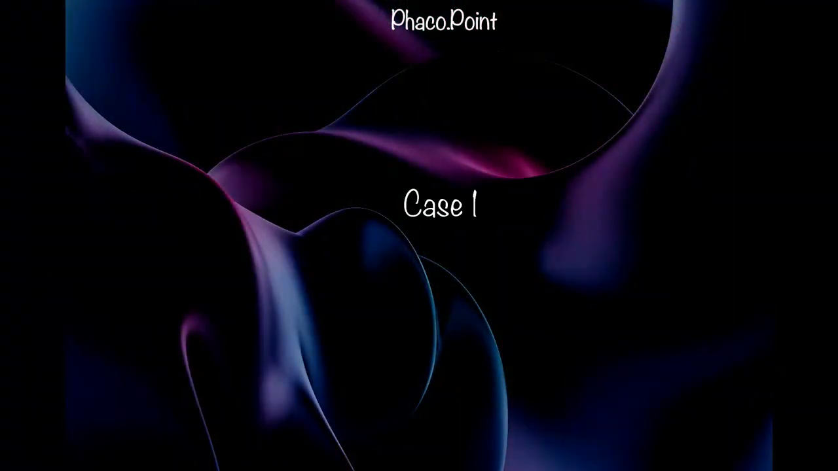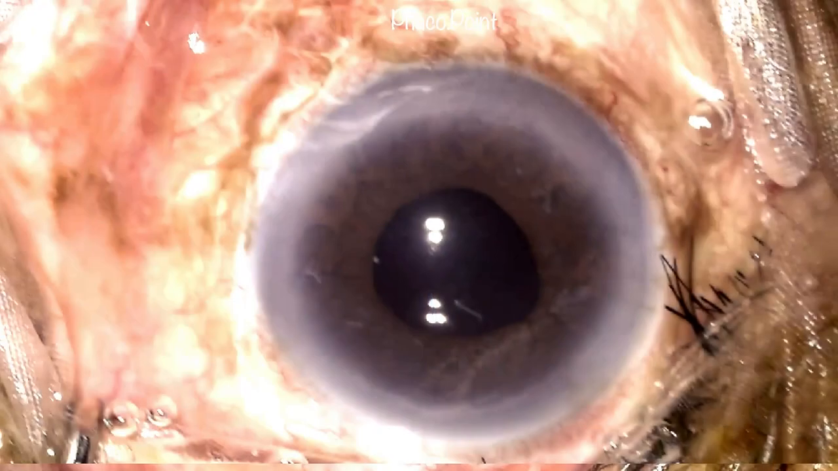Let's now move to the clinical cases. Case 1. This patient presented to us day 1 postoperatively with a clinical appearance like this. A pupil slightly peaked at the 10 o'clock position and a strand of vitreous going towards the sideboard incision. There was no other abnormality noted. The IOL looked stable and we could not really see a posterior capsular rent.